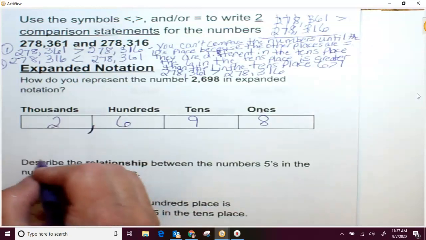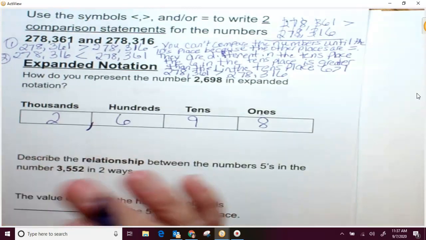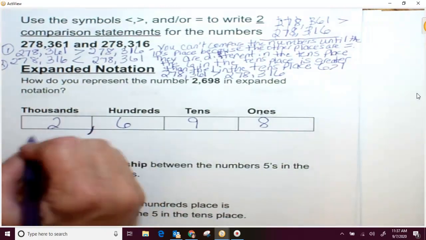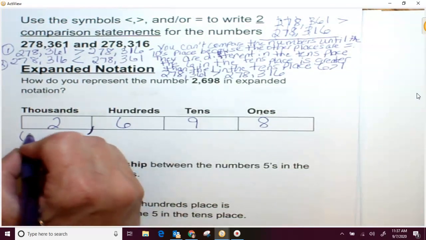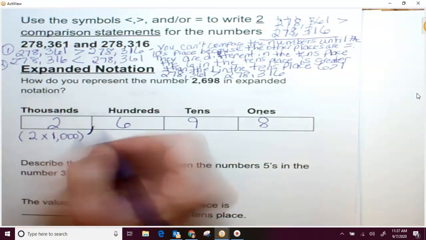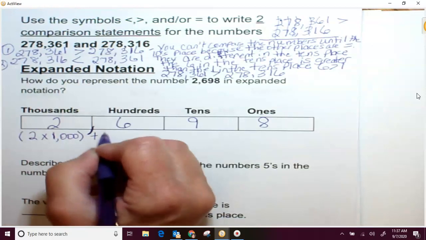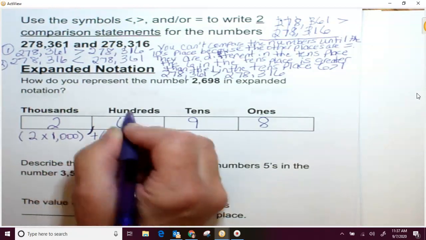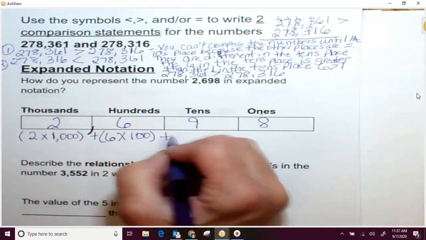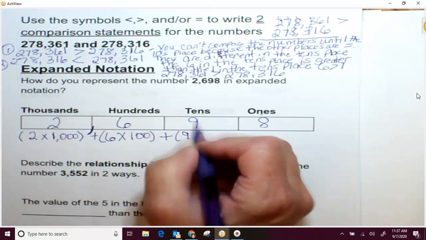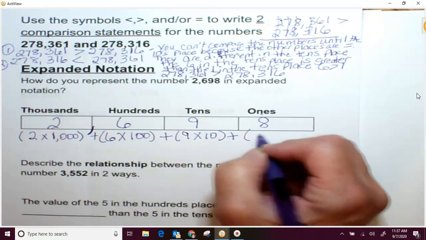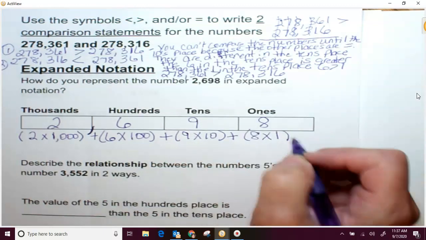So remember, expanded notation is the one that uses the parentheses and the multiplication. Okay, so I'm going to put my parentheses, and the digit 2 is in the thousands place. So 2 times 1,000 plus I have a 6, and it's in the hundreds place, so that's 6 times 100 plus I have a 9 in the tens place. That's 9 times 10 plus I have an 8 in the ones place. That would be 8 times 1.